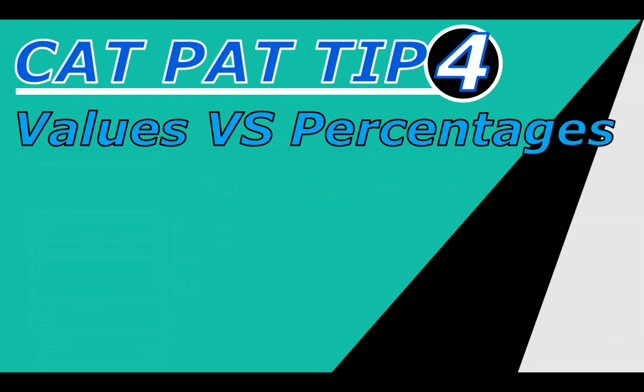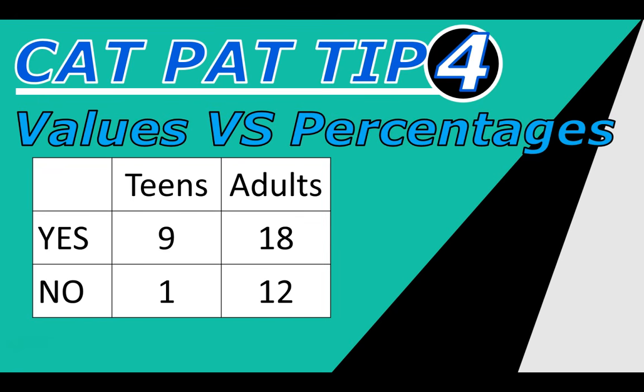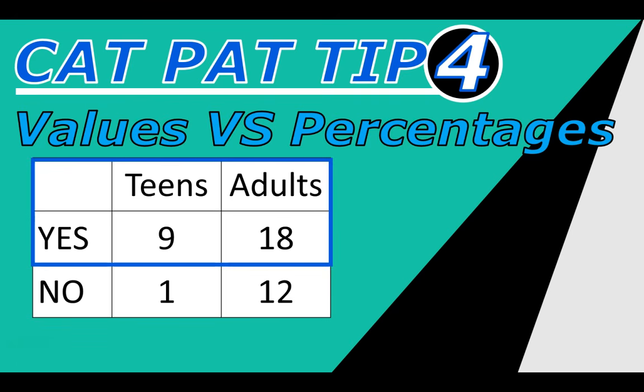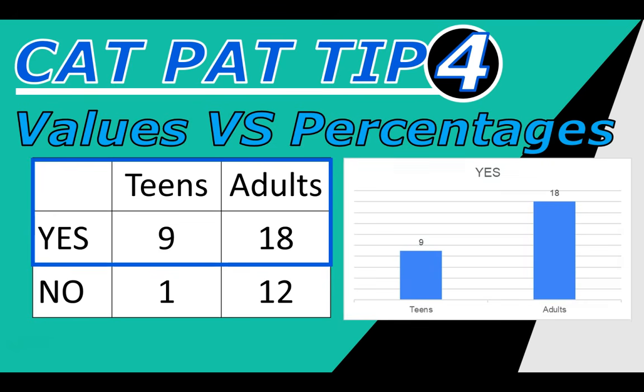And then CatPat tip number 4 is to understand the difference between values and percentages. Because sometimes we get too focused on the values and we don't understand what those values mean. What do I mean by this? Well, if we look at the following data, there you can see the teens that said yes and teens that said no to a particular question, and the adults that said yes and the adults that said no. If I look at just the number of yeses and nos and I plot that in a chart, I'll get something that looks like this.